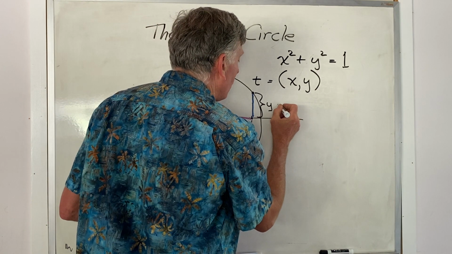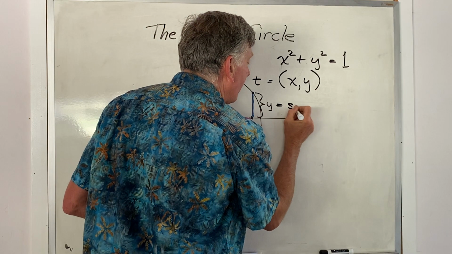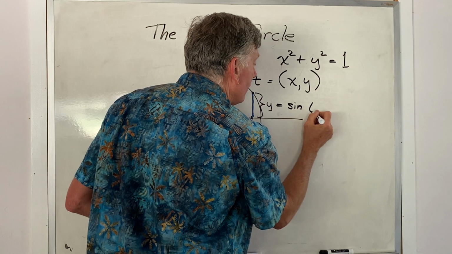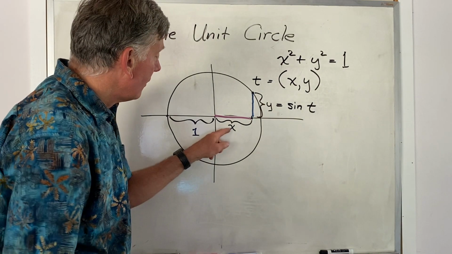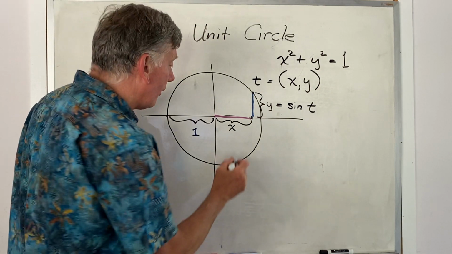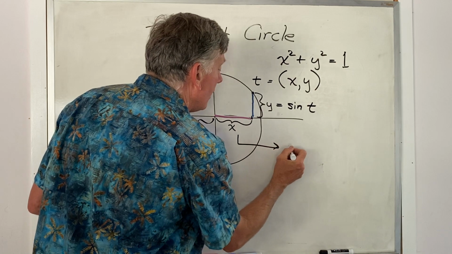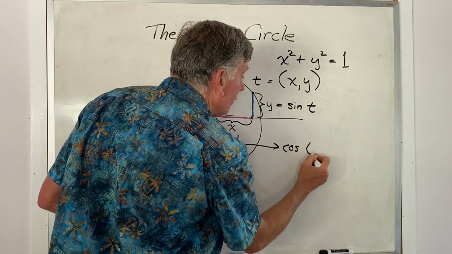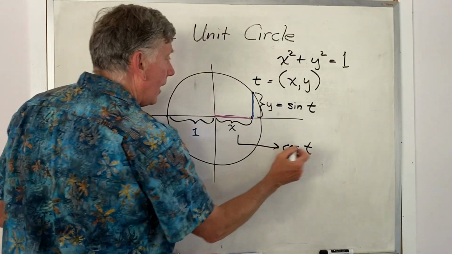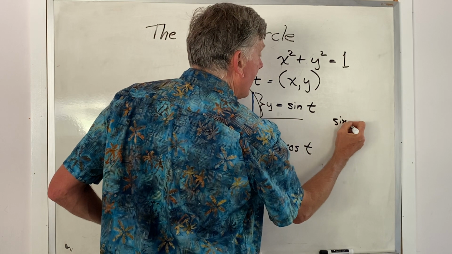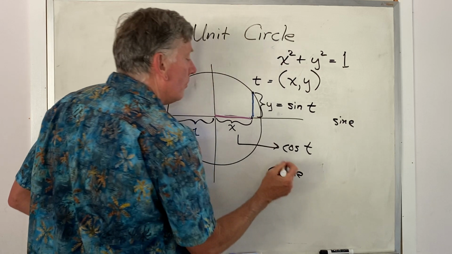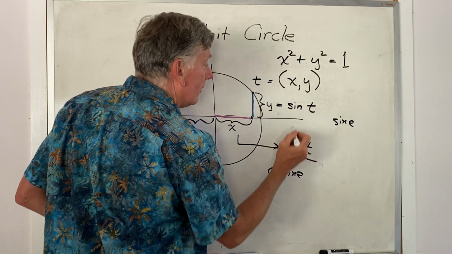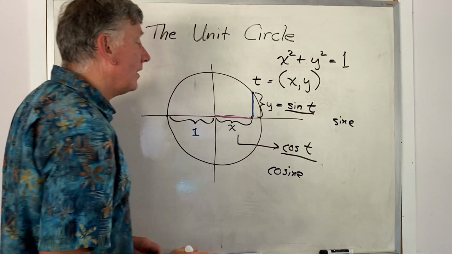We call this y, we call that the sine of T. And this x number, we call this the cosine of T. That sine, if I spell it out, it's S-I-N-E. Cosine is C-O-S-I-N-E, but we abbreviate it sin T and cos T.